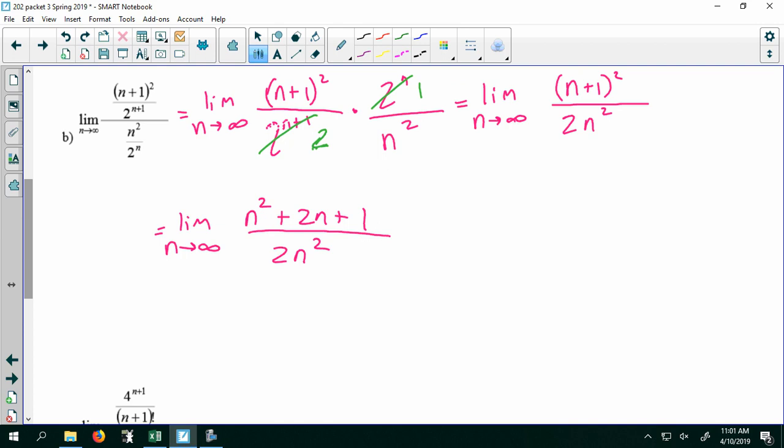Now this is a rational function. The degree of the numerator and the denominator are the same. When you take the limit as n goes to infinity, you do the ratio of the leading coefficients. So you get 1/2.